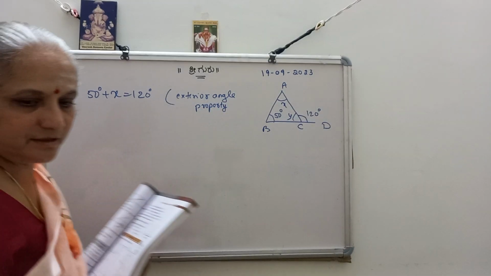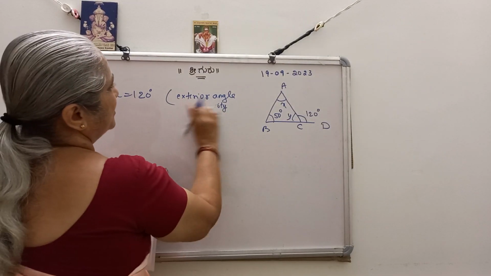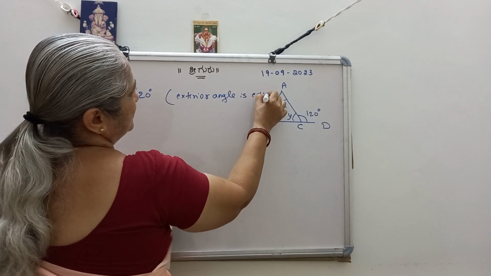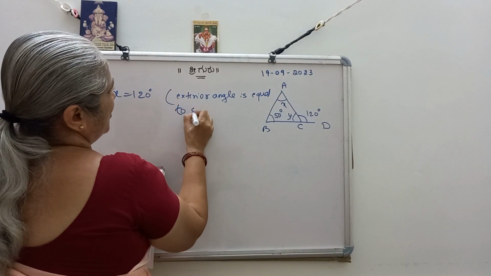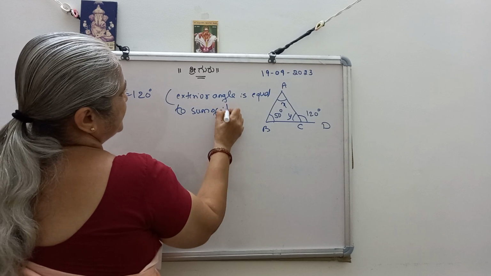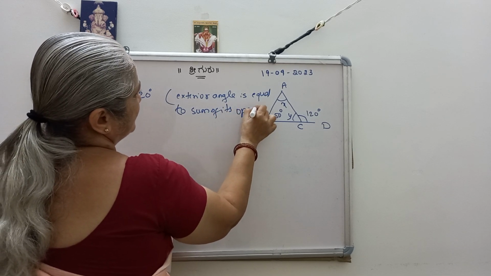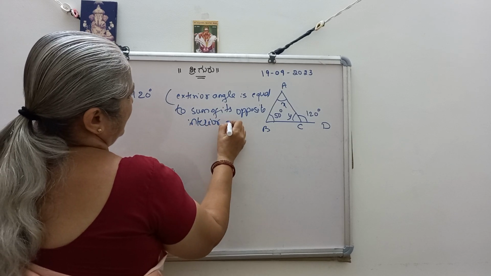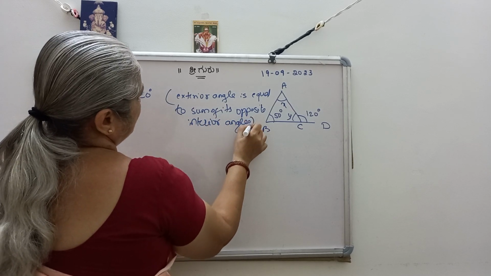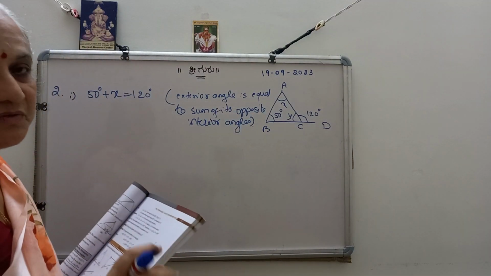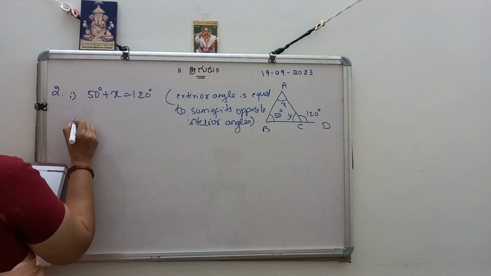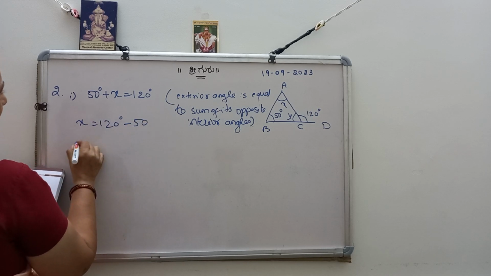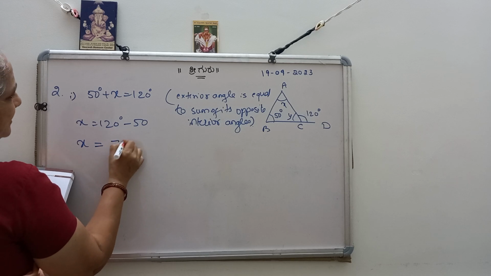Or you should write: exterior angle is equal to sum of its opposite interior angles. Always you should be able to write the reasons for every step. x is equal to 120 degrees minus 50. x is equal to 70 degrees.